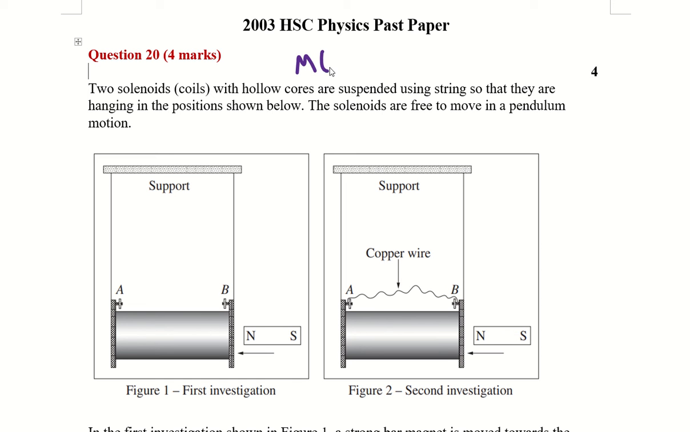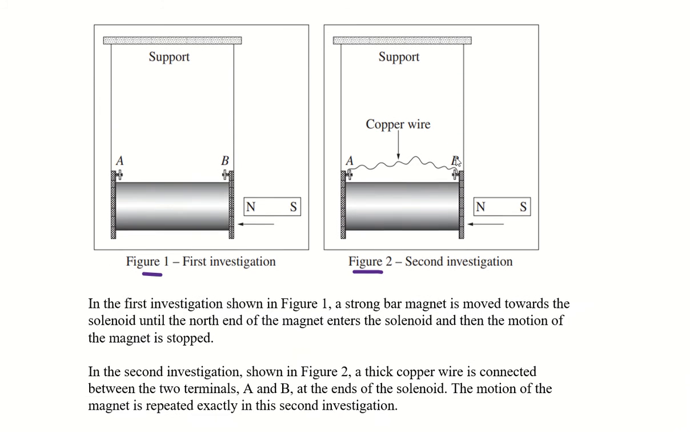Today we're going to be covering Module 6, Inquiry Question number 3 on Lenz's law and Faraday's law with electromagnetic induction for this particular paper in the 2003 HSC Question 20. In this question we have two solenoids with hollow cores suspended using strings so that they hang in a position shown here. So we have figure 1 and figure 2. Solenoids are free to move in a pendulum motion.